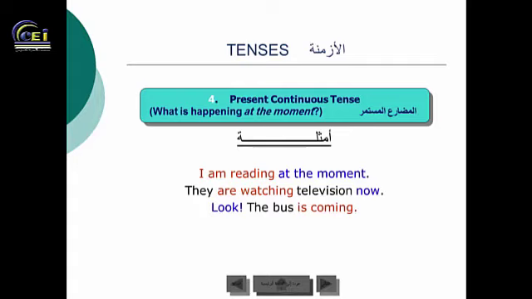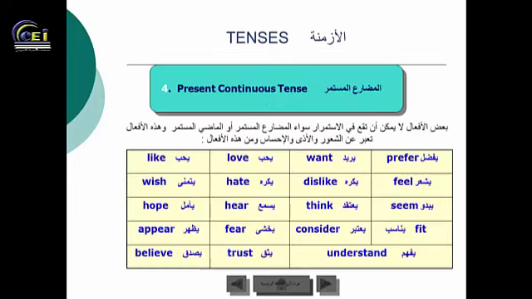The second sentence: they are watching television now. This sentence is in the present continuous because of are plus the verb with ing, and now is a key word in the present continuous. The third sentence: look, the bus is coming. This sentence is in the present continuous because of look and is plus the verb with ing.